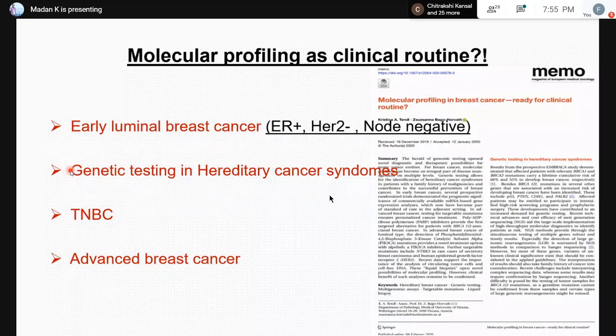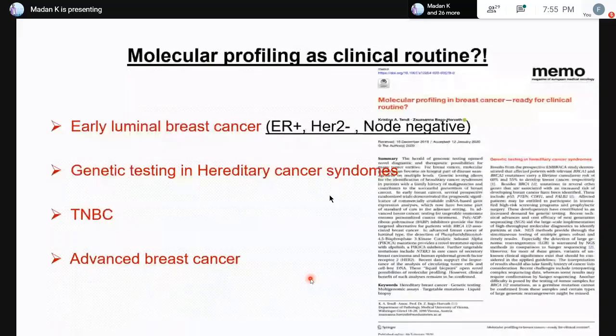Whereas in advanced breast cancer, where there is a limited option of treatment, it is important because certain targetable mutations have been identified, such as NTRK3 and also the PIK3 mutations. In such patients where there are limited options of treatment, we can go ahead with these targeted therapies.